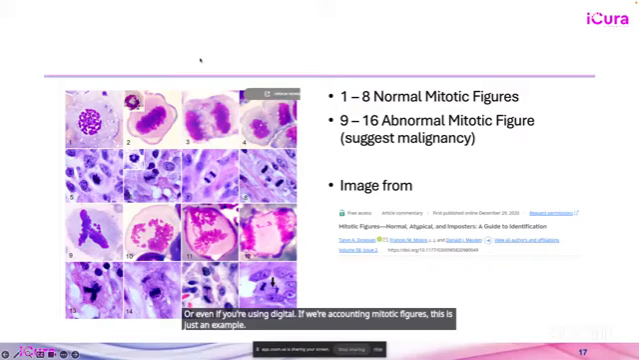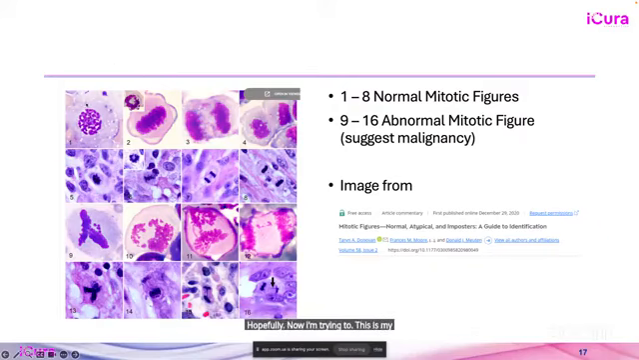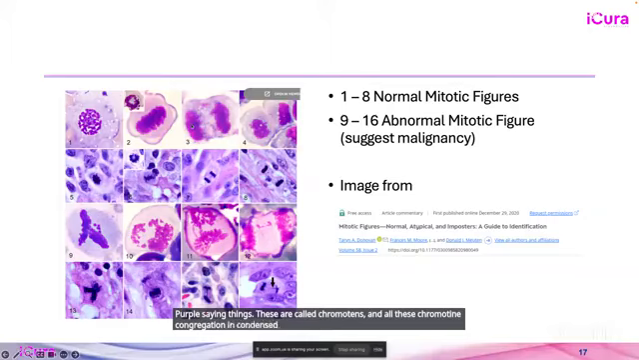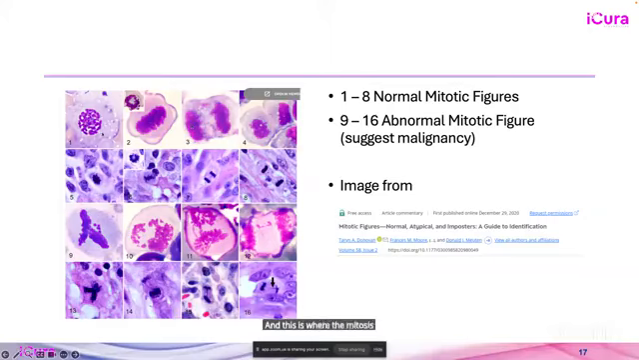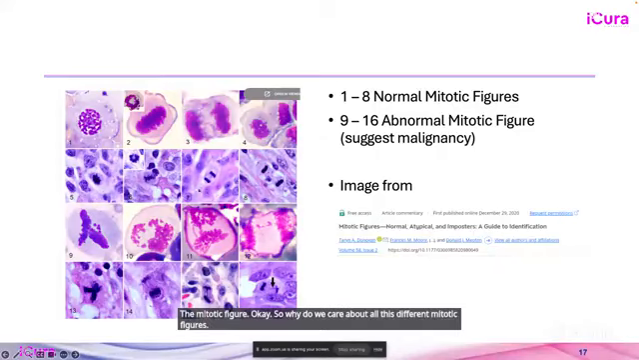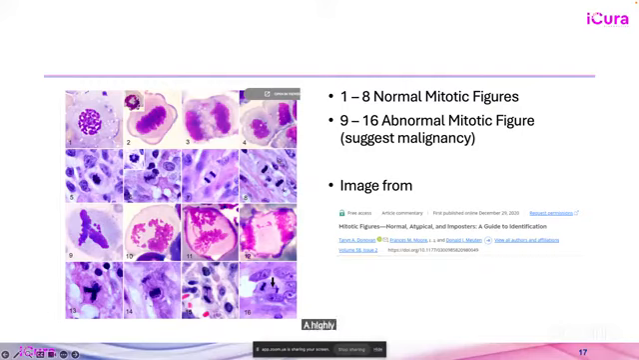Hopefully, this is my cursor. And then you start to see these pink or dark blue-purple stained things. These are called chromatin. All this chromatin congregates and condenses together, and this is where the mitosis is happening. We call this kind of observation in the cells the mitotic figure, okay? So why do we care about all these different mitotic figures? Because a highly mitotic cell is most likely to be a malignant cell.